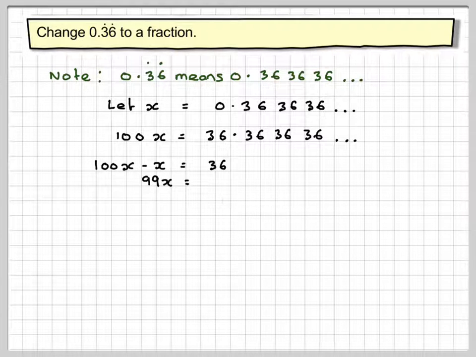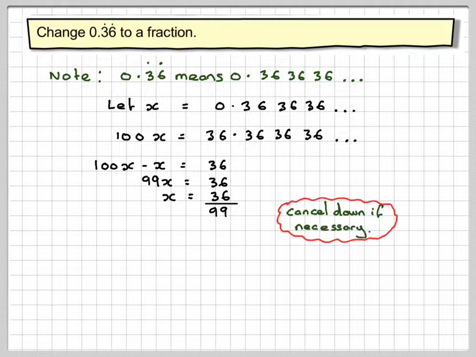And that now gives you 36. And we wanted to find x, because originally x was the recurring decimal. So x will now be 36 over 99. Now, if the fraction cancels down, which it does, you need to cancel the fraction down. So the fraction will become 4 over 11, dividing top and bottom by 9.